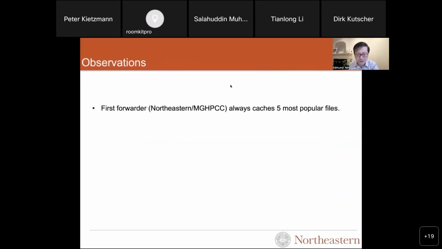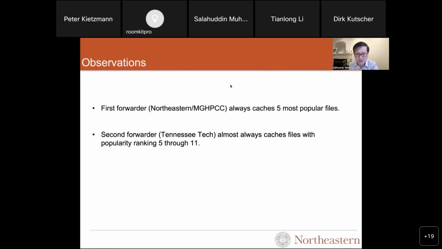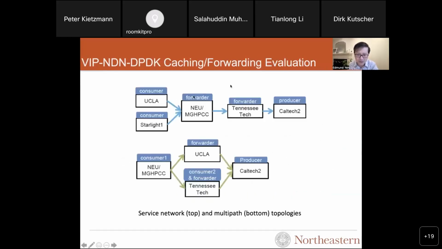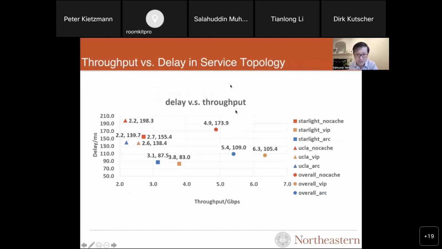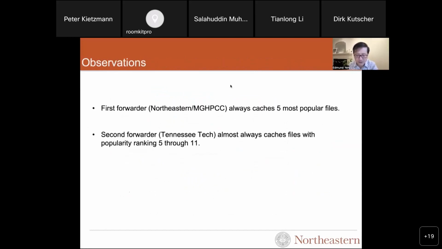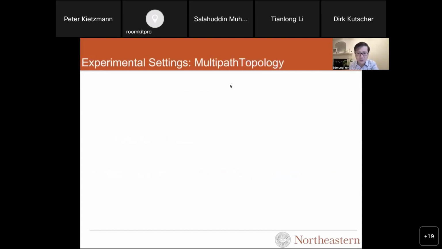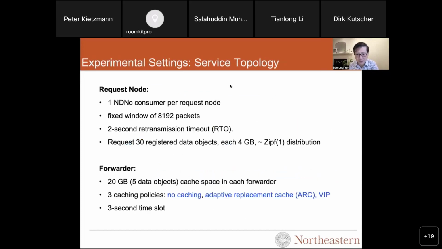We will observe that in the service topology, the first forwarder, which is at Northeastern MGHPCC, always caches the 5 most popular files. Okay, so this is exactly what you would expect, because here you would expect to cache the most popular ones, whereas the Tennessee Tech forwarder always caches the next most popular ones, ranking from 5 to 11. So this is exactly what we would expect, and VIP is doing exactly what it should do. So this VIP NDN-DPDK simultaneously achieves higher throughput and lower delay per packet at both the Starlight and UCLA servers. The second experimental setting is the multipath topology.